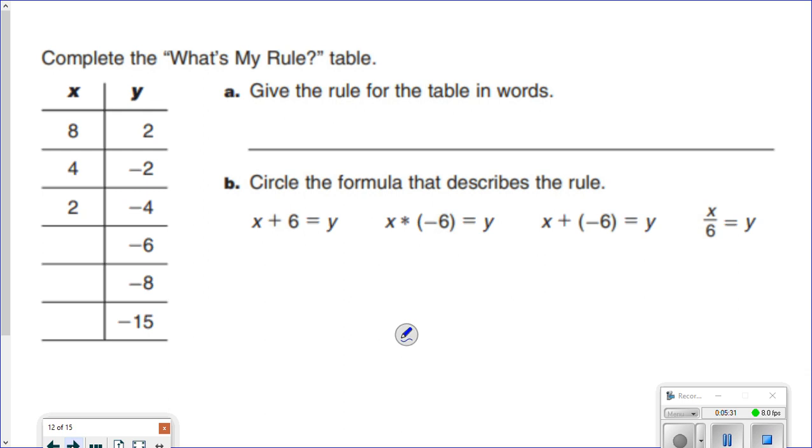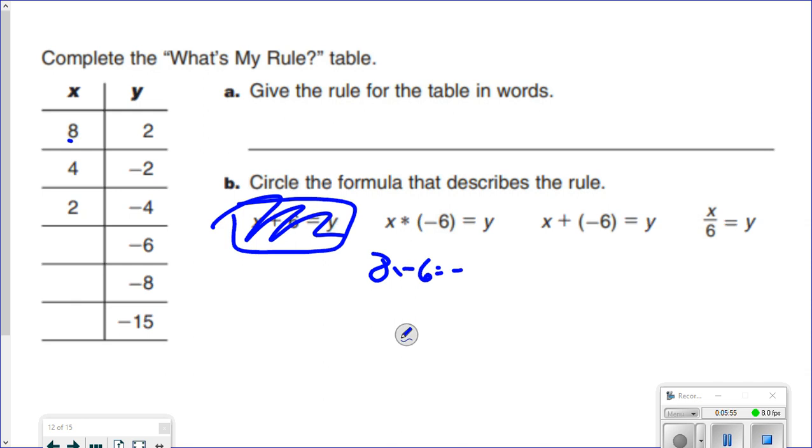The nice thing is there are 4 formulas. Let's take a look at this first formula, x plus 6. I have 8 for my x. 8 plus 6 equals 14. Is that y? No, so we know this one is automatically wrong. Let's try the next one. X times negative 6 equals y. If I do 8 times a negative 6, I get a negative 48. That's not y. So we're going to cross that one off.